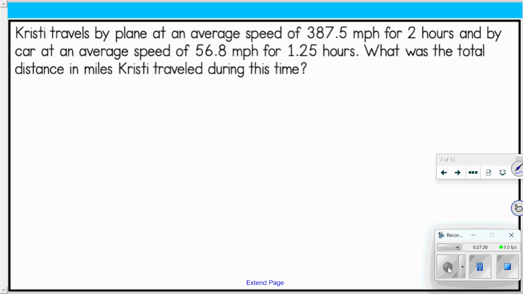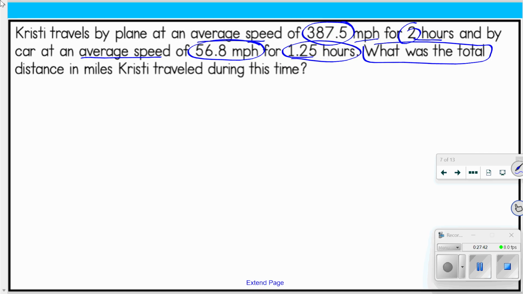Okay, they travel by plane, average speed 387.5 miles per hour for 2 hours, and average speed of 56 8/10 for 1 2500ths. What was the total distance in miles she traveled? So this one, to actually set it up properly, means understanding what MPH stands for, which is 387 5/10 miles per hour. But I'm doing that for 2 hours.